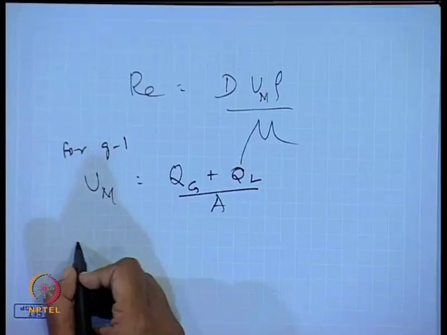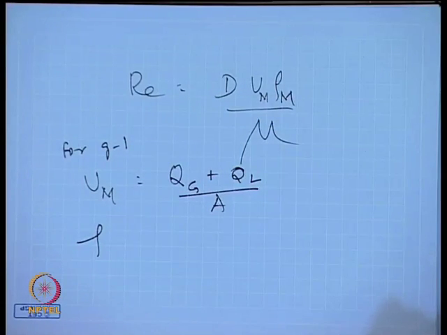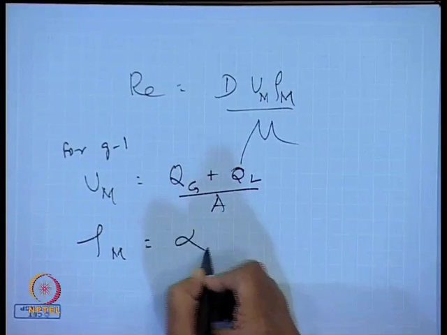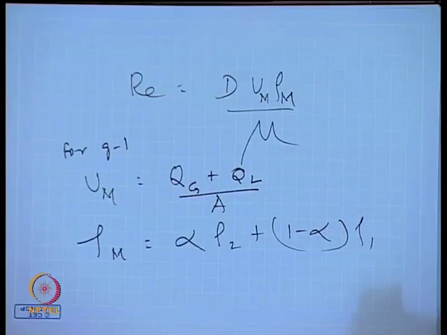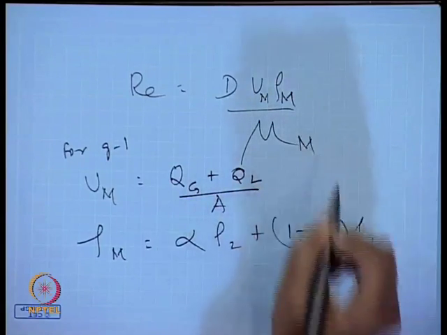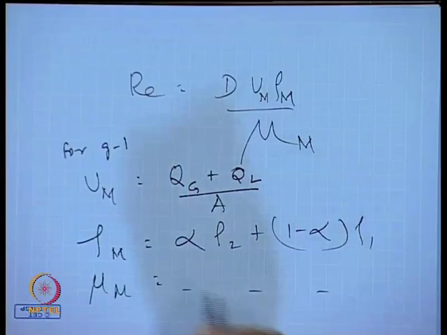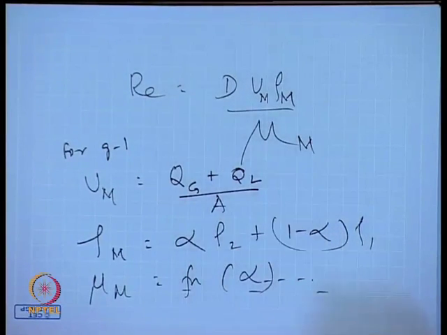Agreed. What is this rho in this particular case? It has to be rho m. Again, for finding out rho m, you require the void fraction, as I have already told you, and mu becomes mu m. Again, for mu m, it should be some sort of a function of alpha plus a large number of other things as well.